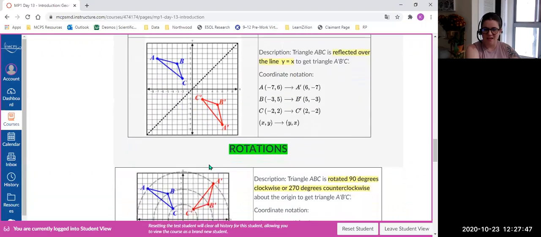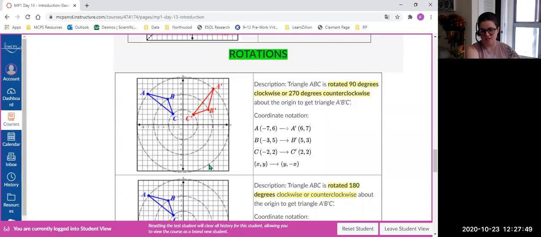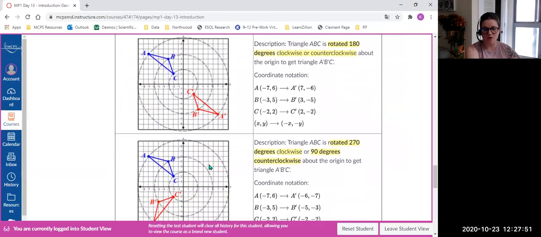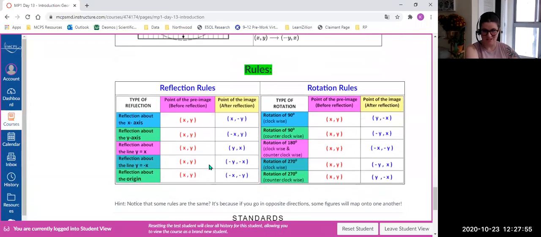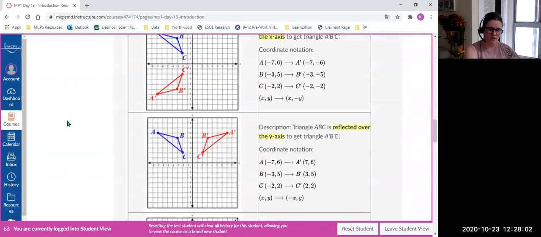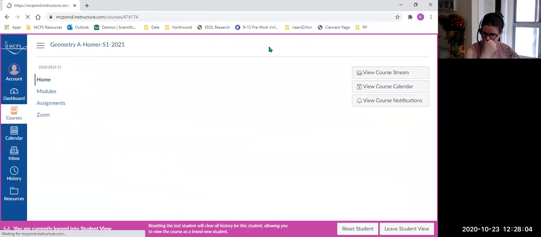All right. And then we talk about our rotations here, and there are lots of rules to remember, and these are them. This is a reference sheet, right? So use it for that. All right, I'm going to go back for just a second.